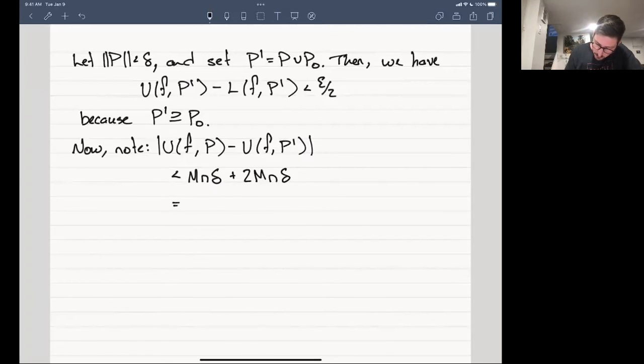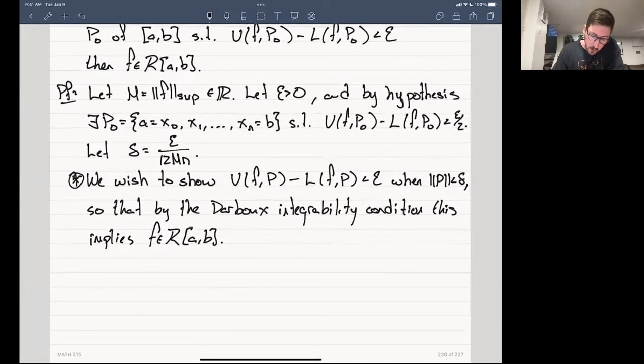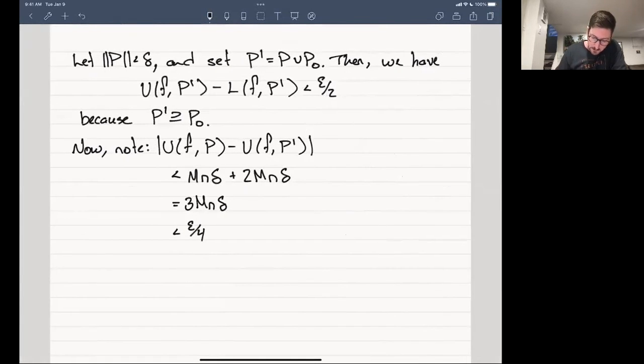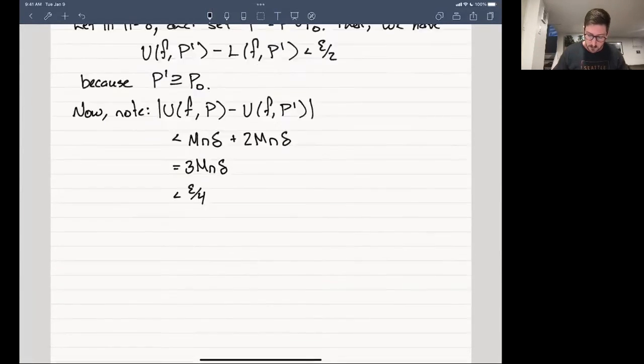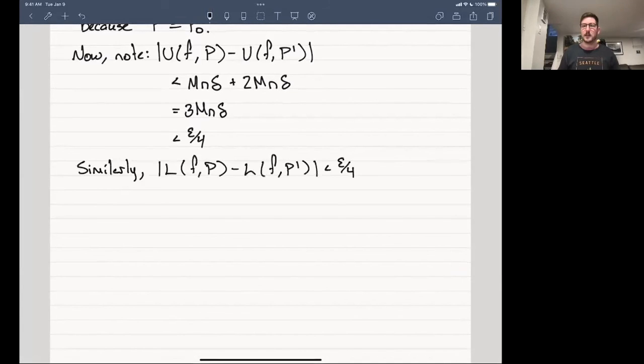So this becomes 3m n delta, which by my choice of delta is less than epsilon over 4. Why? If we go back and look here, delta is equal to epsilon over 12 m times n. So the m times n cancel, the 3 over 12 becomes 1 over 4, and I get an epsilon over 4. Similarly, you can do the same game with the lower sums, and you just repeat that argument, and you can say that this is also less than epsilon over 4 by the same argument.